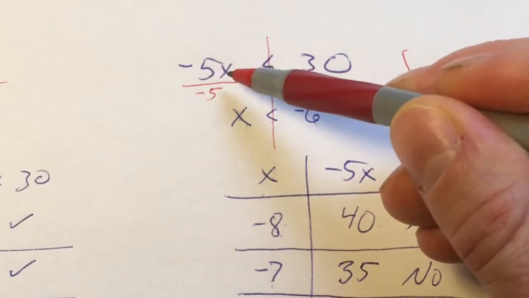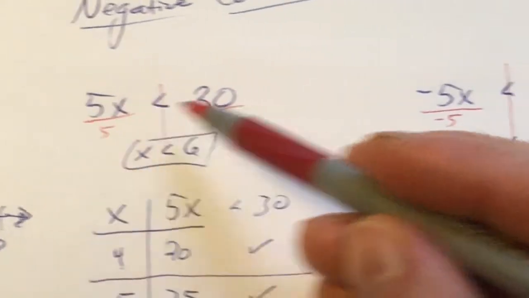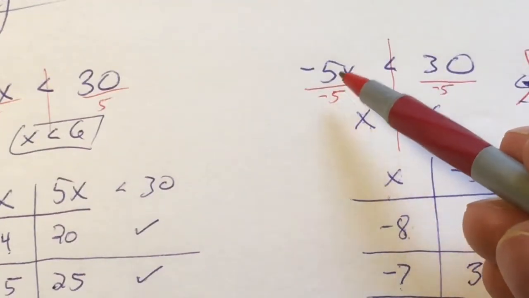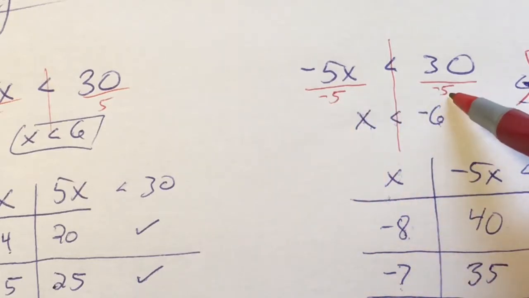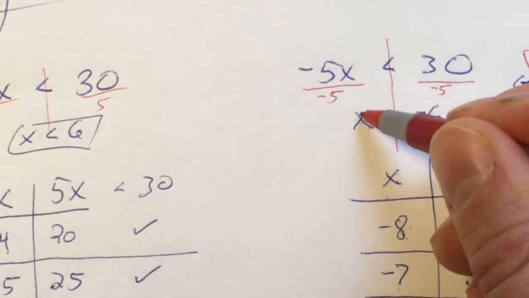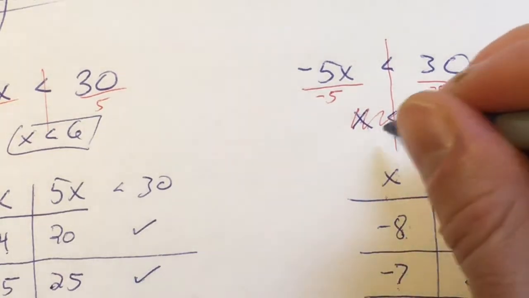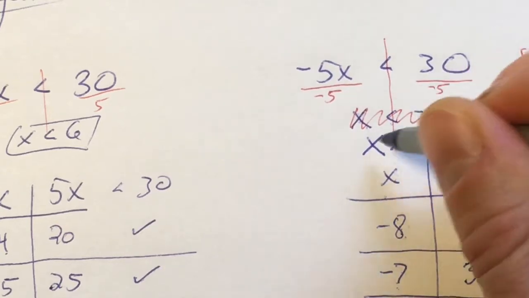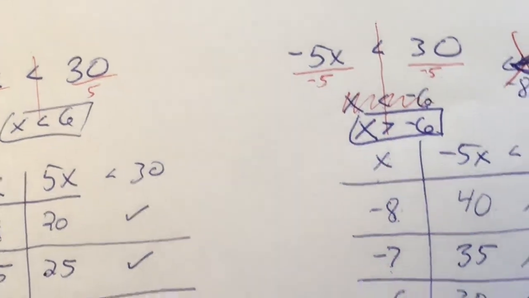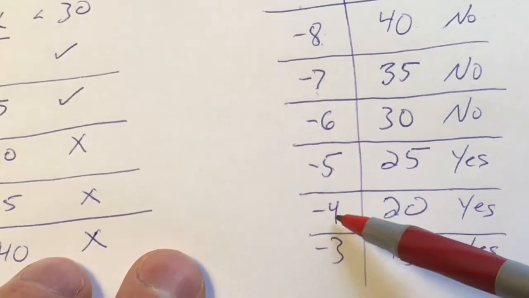Negative 5 is the coefficient here, and positive 5 is the coefficient here. And when your coefficient is negative, you're gonna have to flip the sign, because when you divide both sides by a negative, then that's when you flip the sign, and this isn't your solution anymore. Instead, it should be x is greater than negative 6. That's your solution.